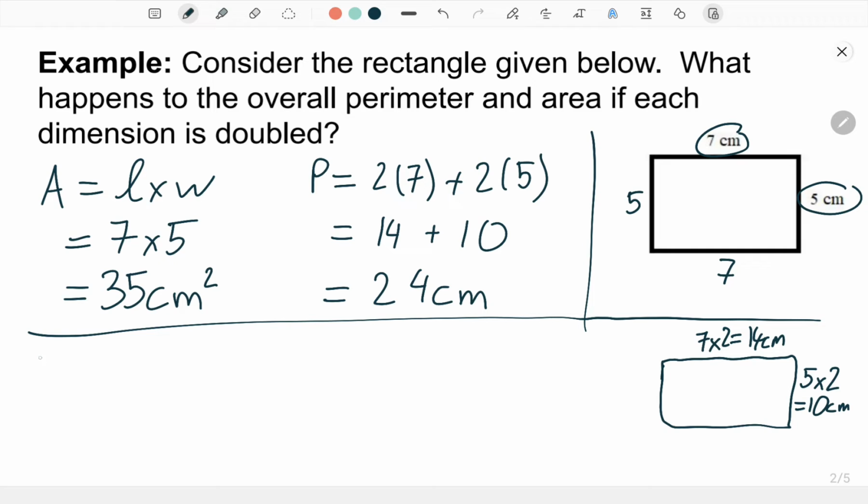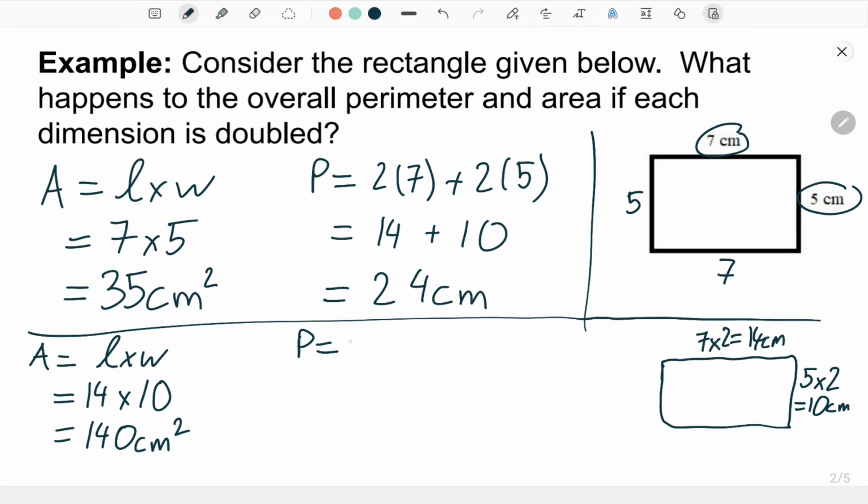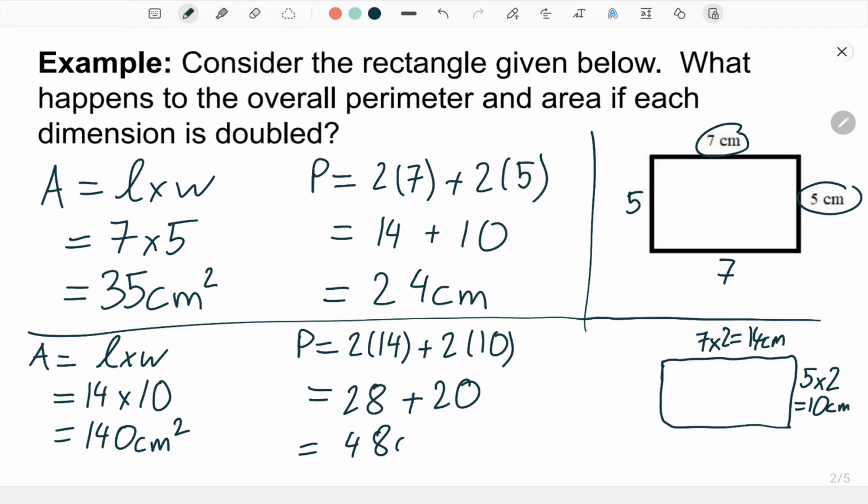Okay, so now what's the area? Well, length times width now in this case is going to be 14 times 10, and that's going to be 140 centimeters squared. Perimeter is going to be 2 times 14 plus 2 times 10, which if we do these calculations, that's going to be 28 plus 20, which is going to be 48 centimeters squared.